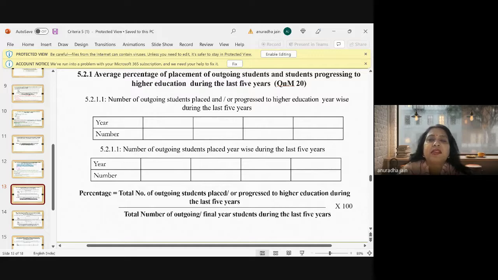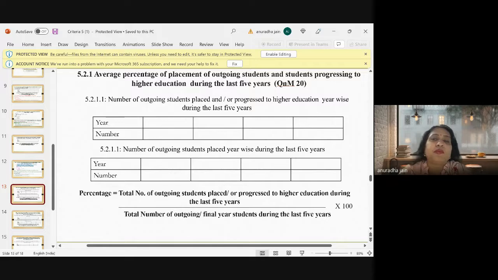That means you have to produce the details, like the number of students who have passed out year-wise, and how many students have gone for higher education. Along with this number, you also have to produce the list of the students, name-wise and enrollment number-wise, and where they have gone. That means where they have taken admission, the name of the organization. And as proof, you also have to produce the admission letter showing that this student has been admitted to this college.